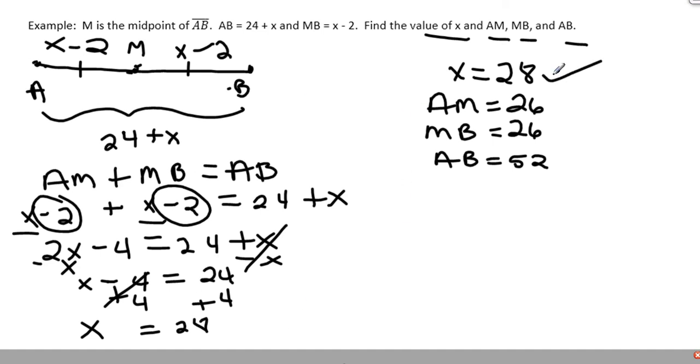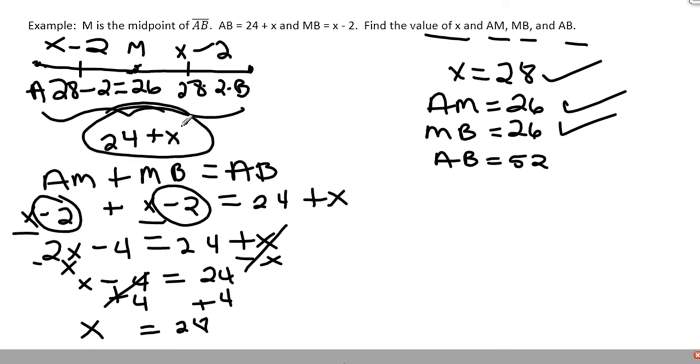Now I have to find AM. So I plug it into this x. 28 was x. Subtract 2 is 26. Good. And since M is the midpoint, I better get the same thing for MB. x is 28 minus 2, which is 26. I'm good there. And the length of AB, well, I could just take 26 and 26 and add them together. I'm going to plug the x into this AB because I want to make sure that I did it right. 24 plus x is 24 plus 28, which does in fact equal 52. And so does 26 plus 26.